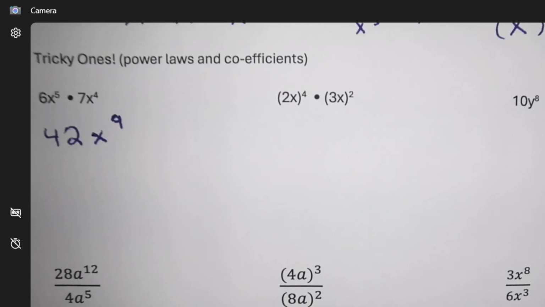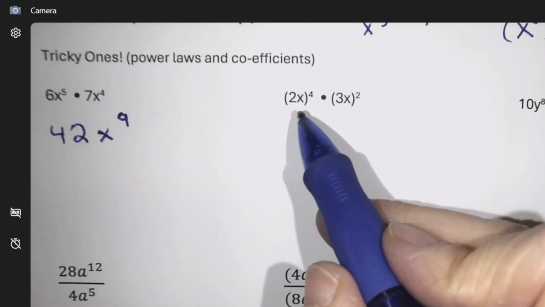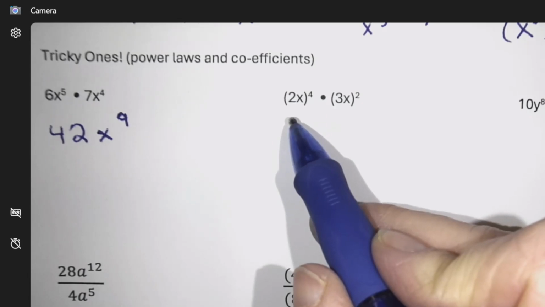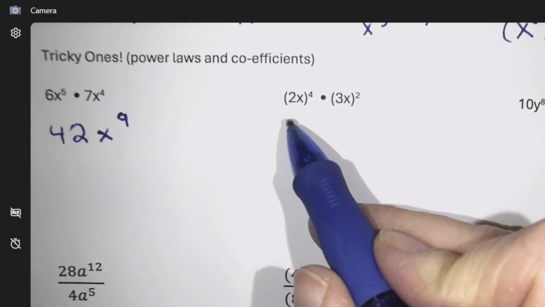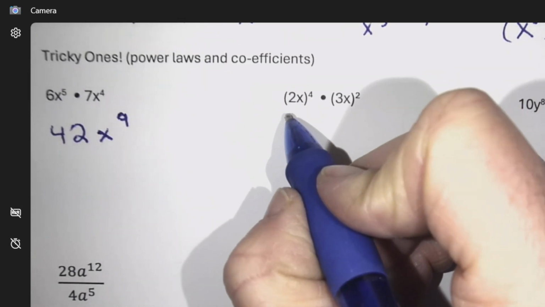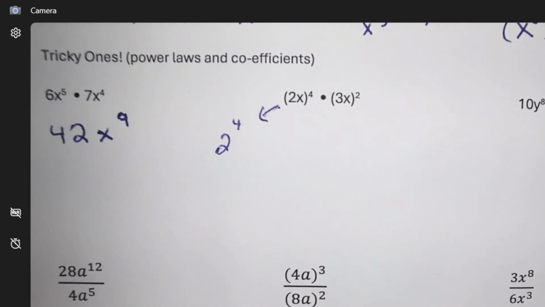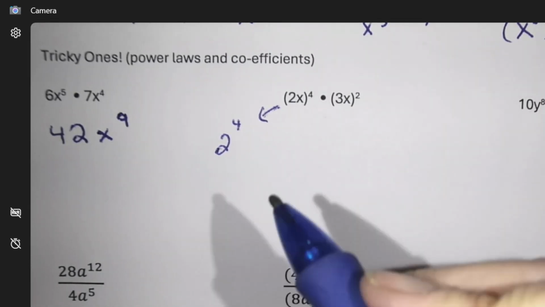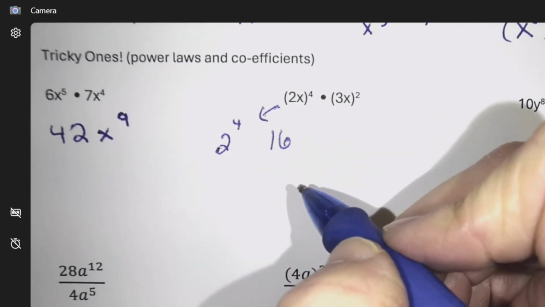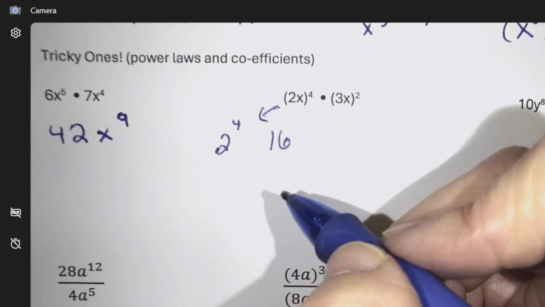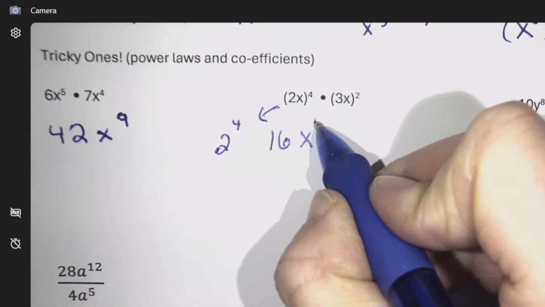Okay, number 2, is the coefficient part of the exponent or afterthought? Part of the exponent. So you have to do this in your head. What is 2 repeated 4 times? 16, yes. Because 2 times 2, 4. Times 2 is 8. Times 2 is 16. X to the 4th.